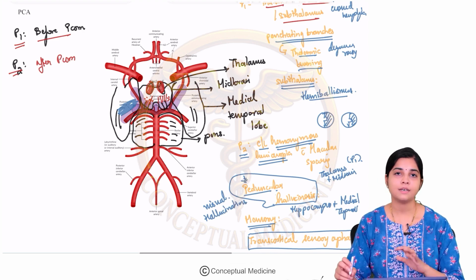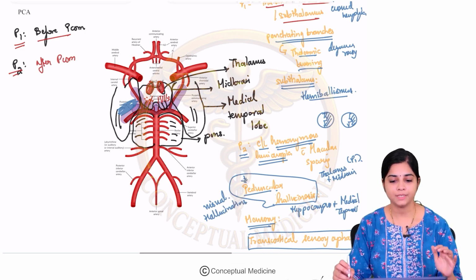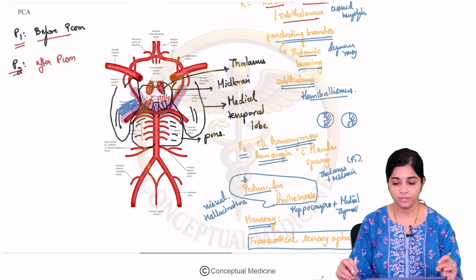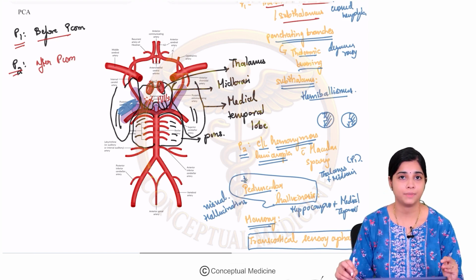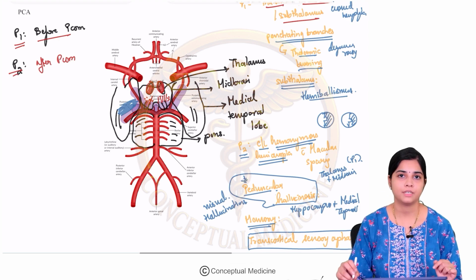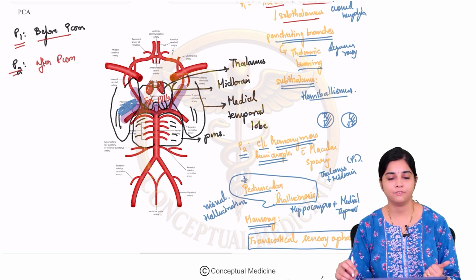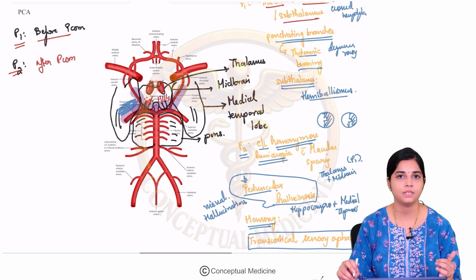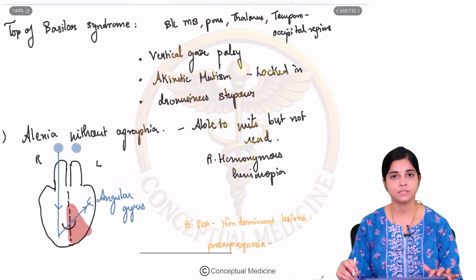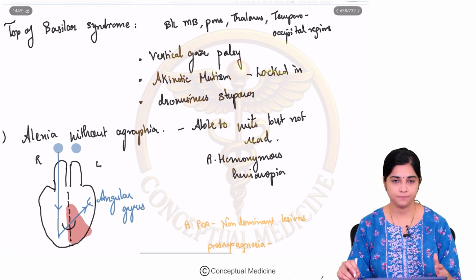Okay, so these are the various features of your PCA strokes. When it comes to P2, we have to remember contralateral homonymous hemianopia with macular sparing. There can be memory involvement because of your medial temporal lobe. There can be transcortical sensory aphasia, and we have understood what is peduncular hallucinosis. Now we will be looking at certain named characteristic syndromes.